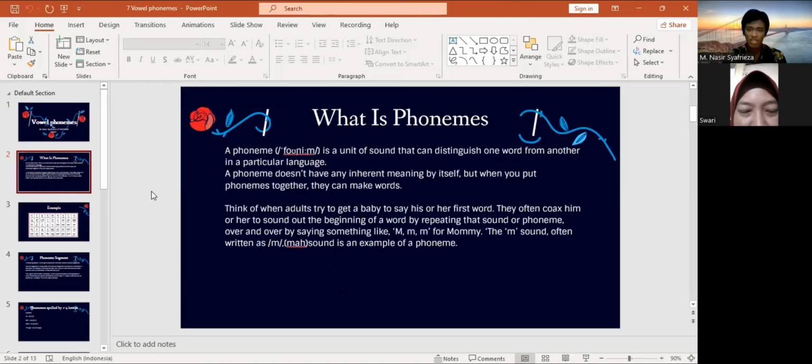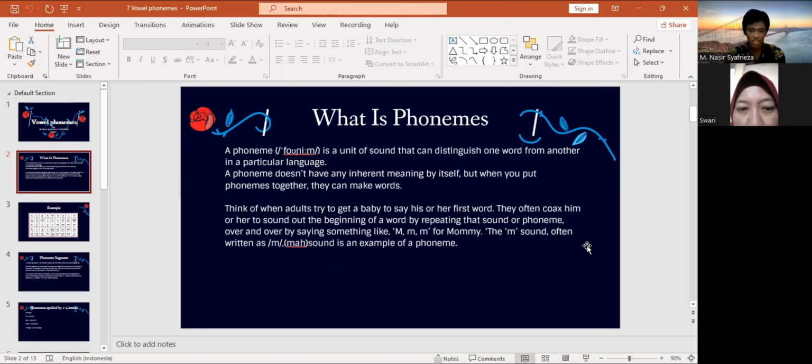What is a phoneme? A phoneme is a unit of sound that can distinguish one word from another in a particular language. A phoneme doesn't have any inherent meaning by itself, but when you put phonemes together, they can make words.